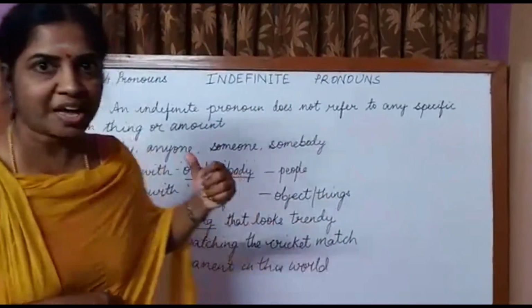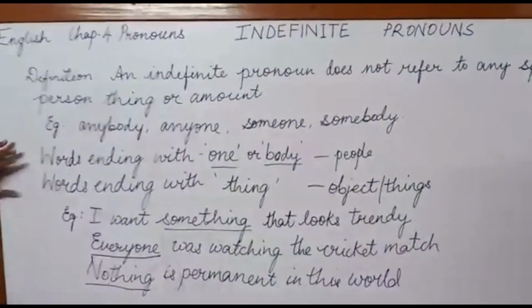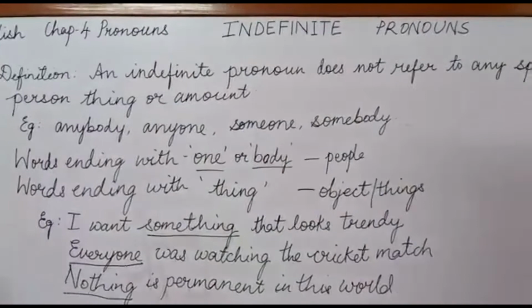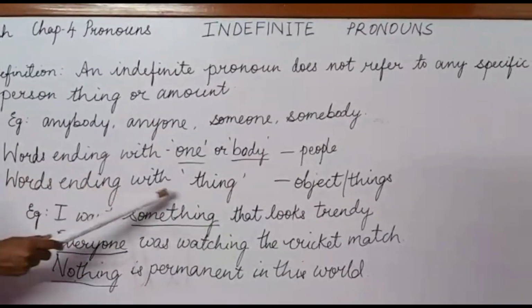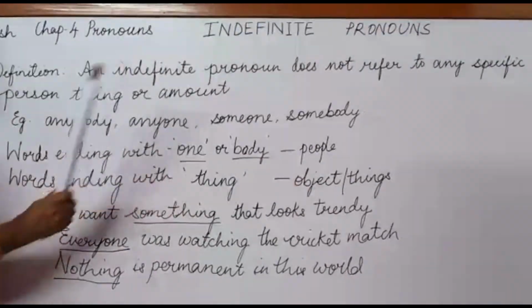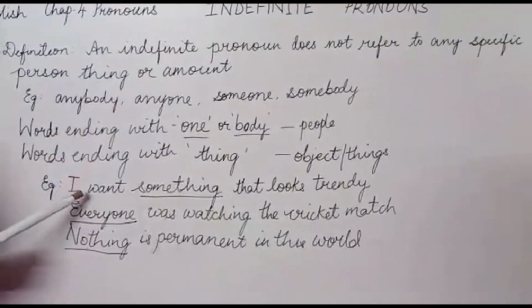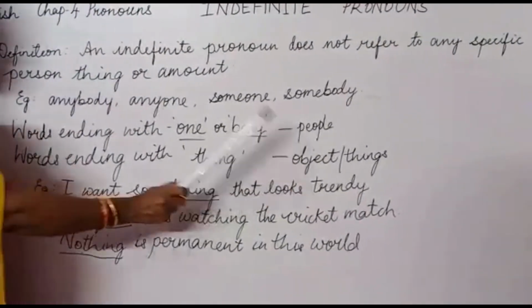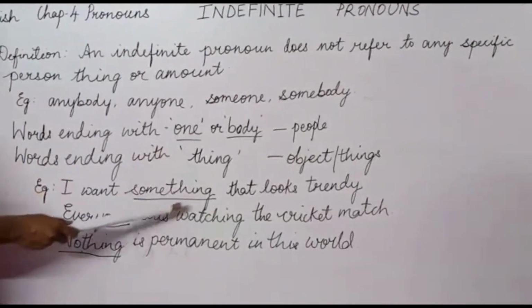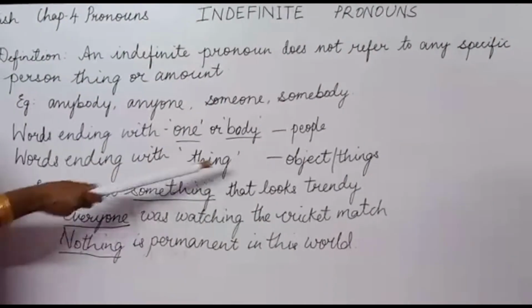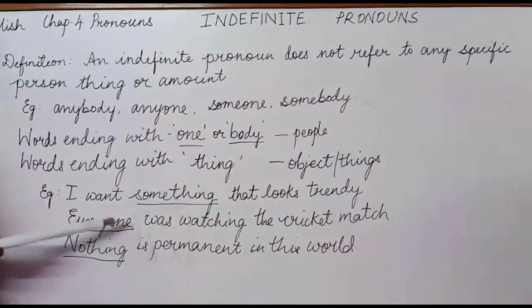Let us check with the examples. Words ending with one or body refer to people, and words ending with thing are related to objects or things. I want something that looks trendy. So we are talking about something. It might be a dress or a phone or anything. Trendy means which is in fashion.